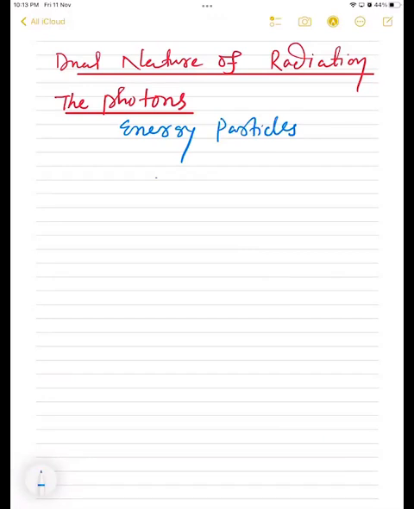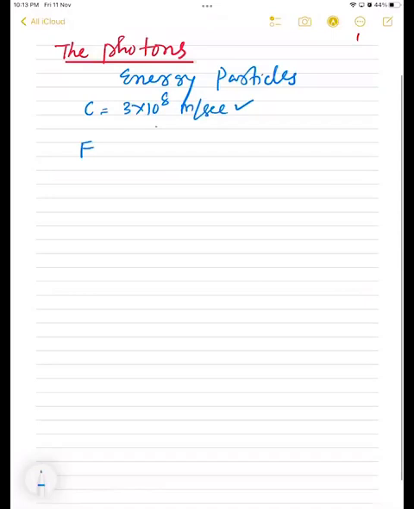So photons emitted from a source travel through space with the same speed, that is equal to the speed of light, right? At what speed do these energy particles move? That is the speed of light, 3 × 10^8 meters per second. Understood? Correct. And already you know E is equal to h nu.